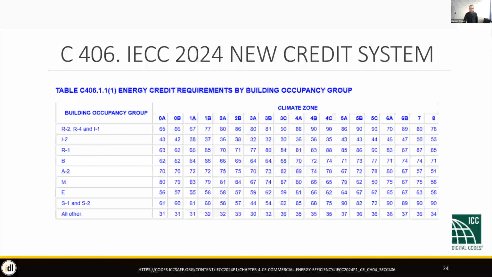The requirements, like I said, depend not only on the climate zone, but also on the building occupancy group. So for residential R1, 5B, you need to have 86 credits. And where do you get those credits? They're trying to add flexibility. They're trying to add more options than you had in 2018.